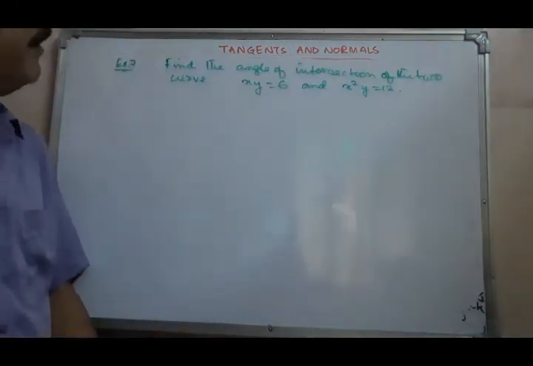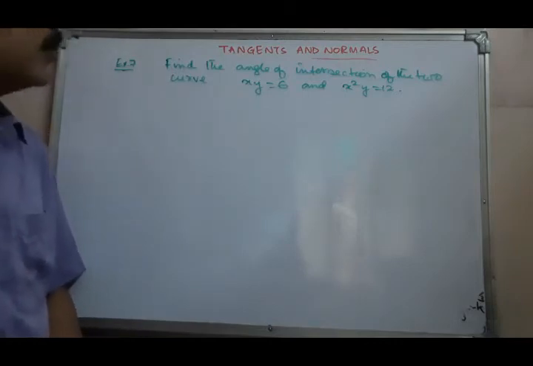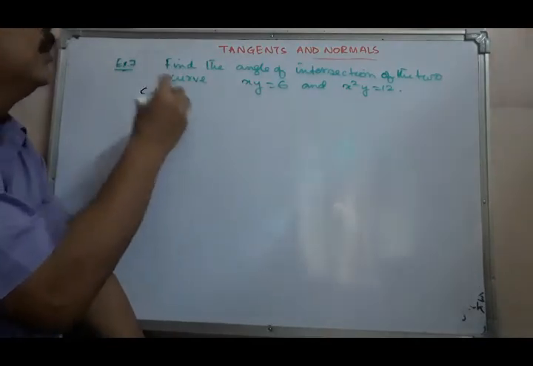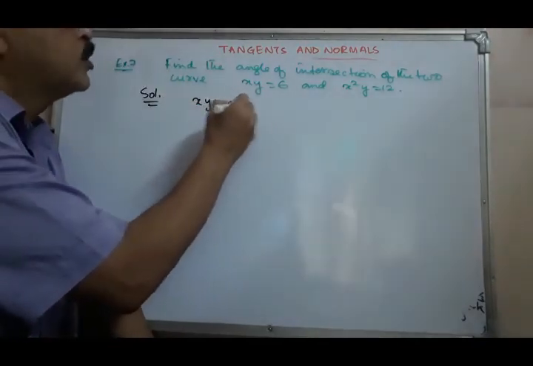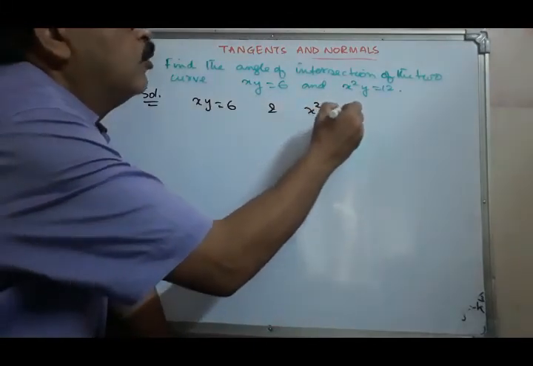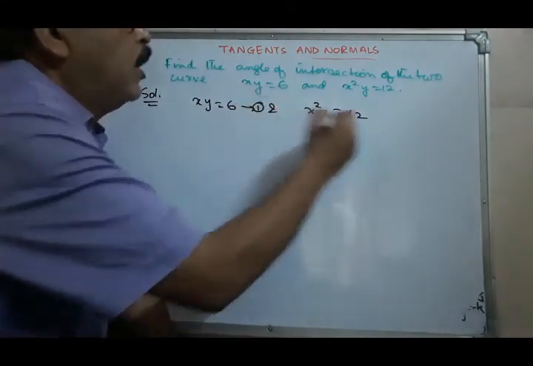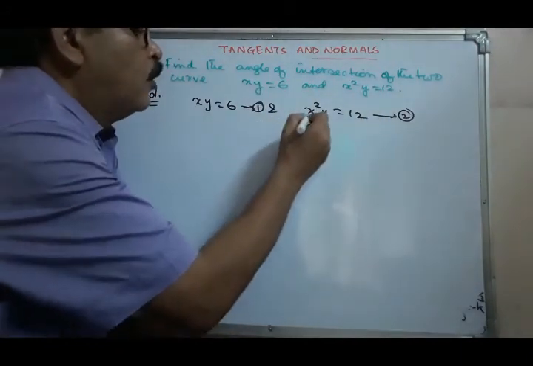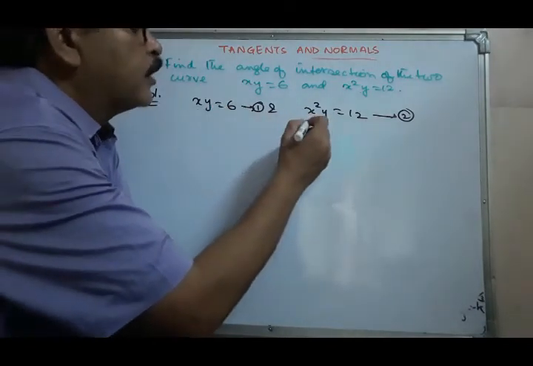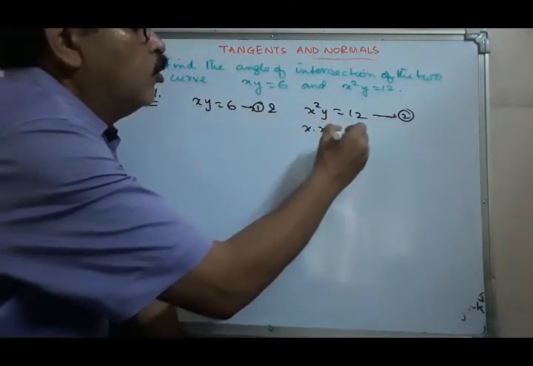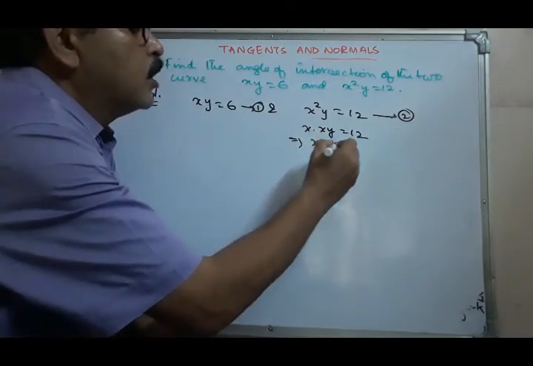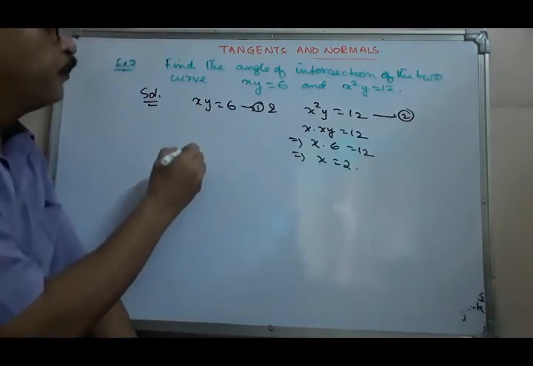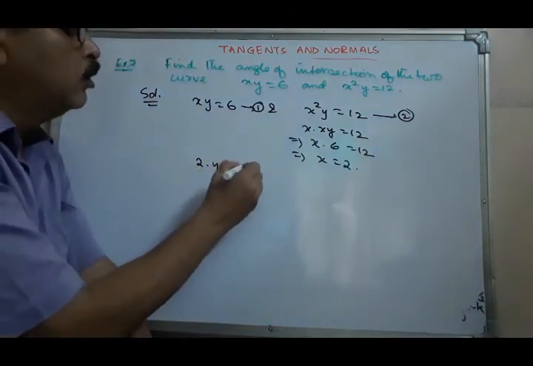Example number 7. Find the angle of intersection of the two curves xy equal to 6 and x square y equal to 12. Solution. So two curves here, xy equal to 6 and x square y equal to 12. Say this is curve 1 and this is curve 2. First we have to solve. So from here we are replacing the value of xy. Here x into xy equal to 12. So x into 6 equal to 12. It means x equal to 2. So from here 2 into y equal to 6.